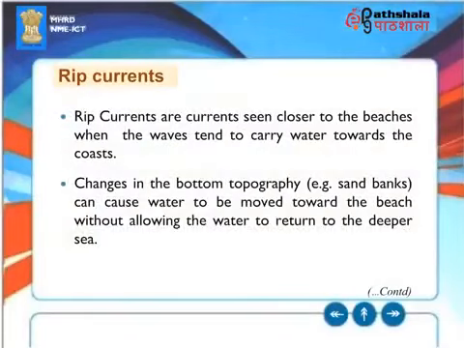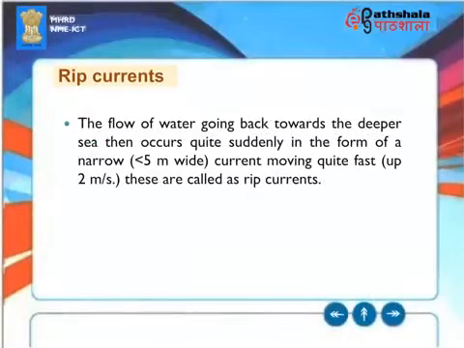Rip currents. Rip currents are currents seen closer to the beaches when the waves tend to carry water towards the coasts. Changes in the bottom topography, for example sandbanks, can cause water to be moved towards the beach without allowing the water to return to the deeper sea. The flow of water going back towards the deeper sea then occurs quite suddenly in the form of a narrow, less than 5 meters wide current moving quite fast, up to 2 meters per second. These are called rip currents.